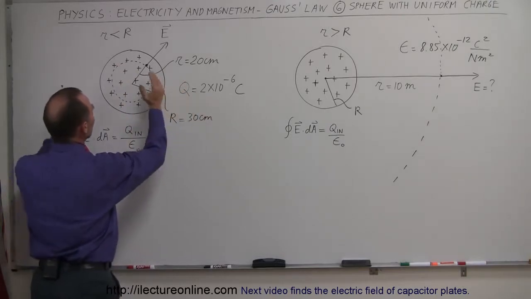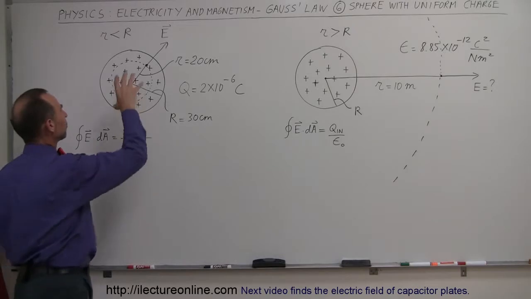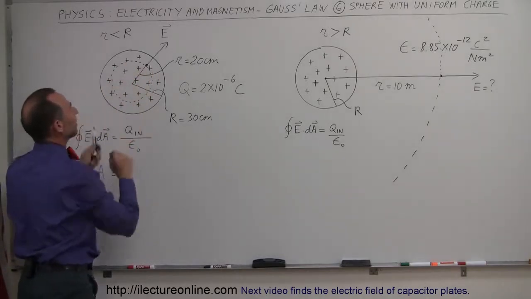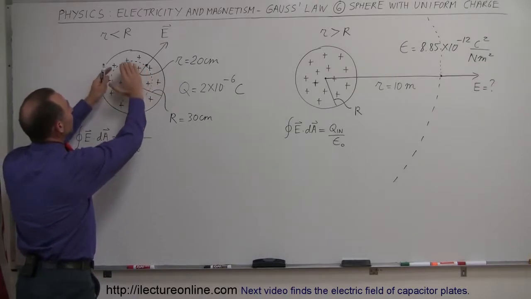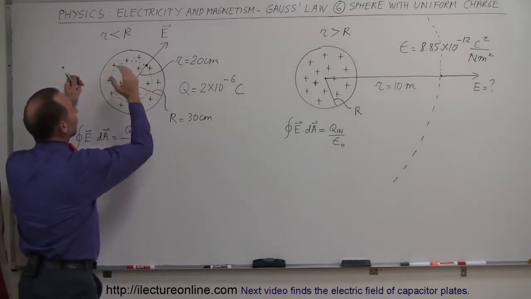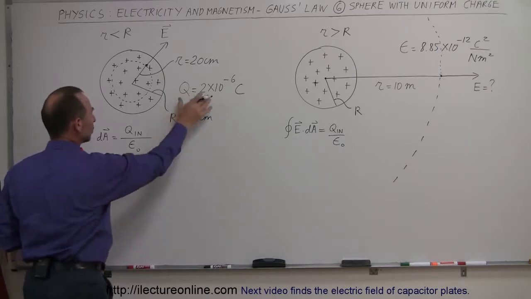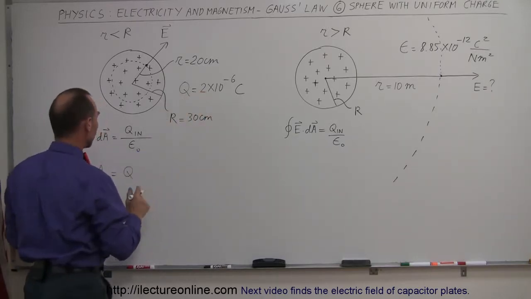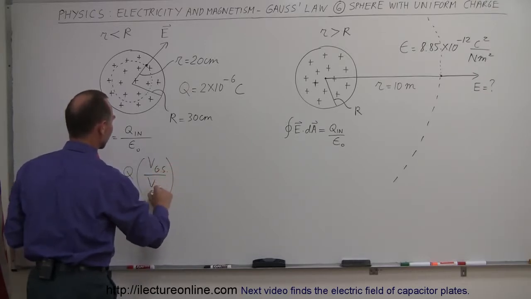Well, we were given the charge inside the whole sphere, so we have to find the ratio of how much is inside the Gaussian surface compared to inside the whole sphere, and that simply will be the ratio of the volume of the Gaussian surface divided by the volume of the whole sphere. So this becomes the total charge Q, 2 times 10 to the minus 6 coulombs, times the ratio of the volume of the Gaussian surface divided by the volume of the sphere.